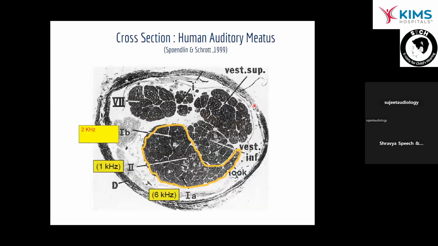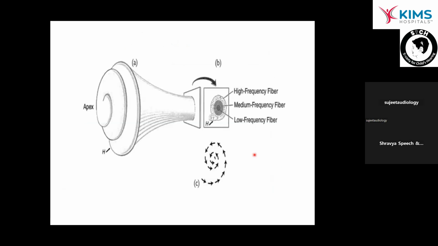This is the same picture just to show where what is located. You have the 2 kilohertz region here, 1 kilohertz region here, 6 kilohertz region here. So this is nothing but your human auditory meatus. Now, this is another point which you have to understand about the auditory system. You know that the cochlea is a coiled structure, something like this. It is 2.5 coils.